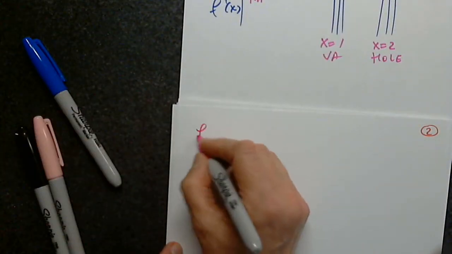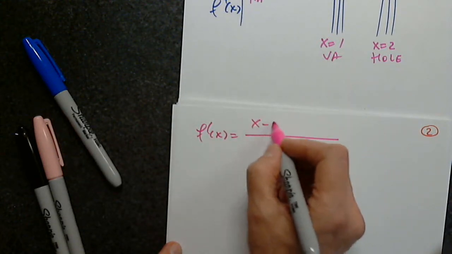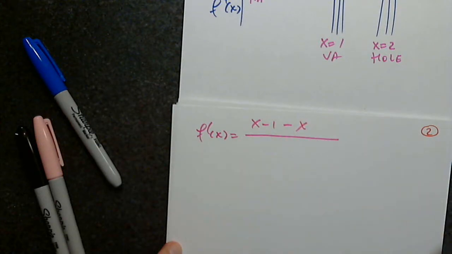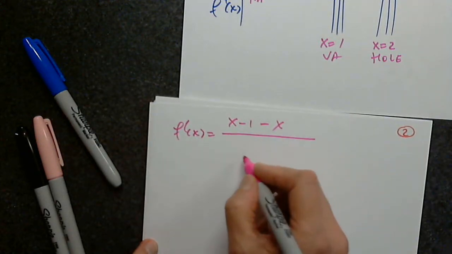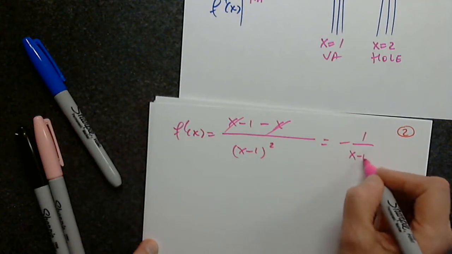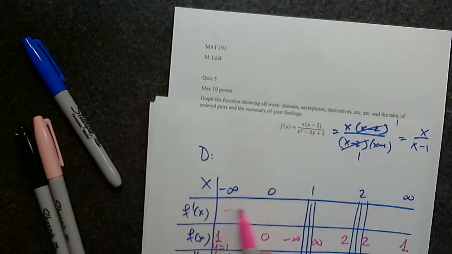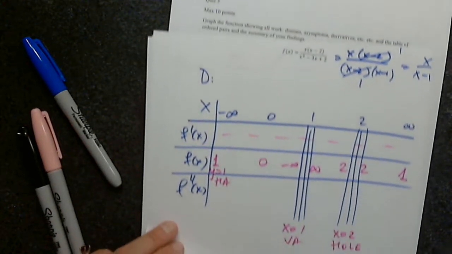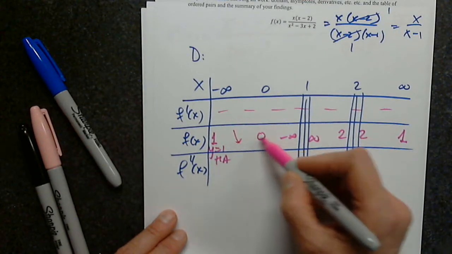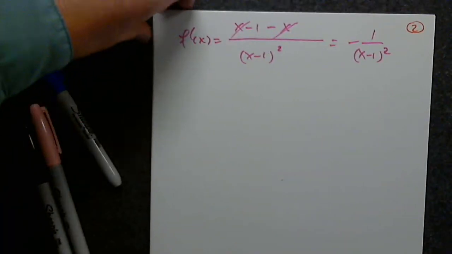So f prime: the top prime is 1 times (x minus 1) minus the top times the denominator prime, which is 1, over (x minus 1) squared. And you get negative 1 over (x minus 1) squared, which is always negative. The function is always decreasing. And now you check, from 1 to 0 to negative infinity. Yes. And now the second derivative should take another 3 seconds.